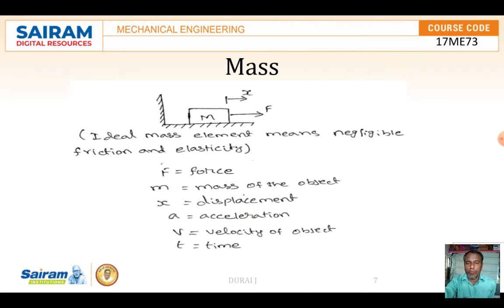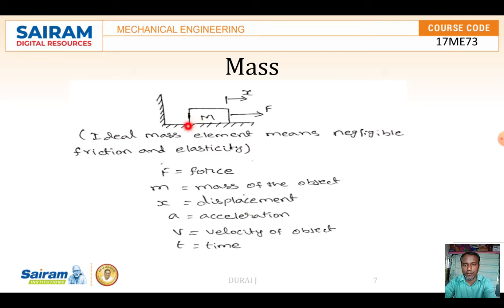So the first one is the mass. If you see this diagram, they are providing the mass here. So here the mass is there. On the mass, the force is acting. Due to the force F acting, the displacement caused on this particular mass is the distance x.